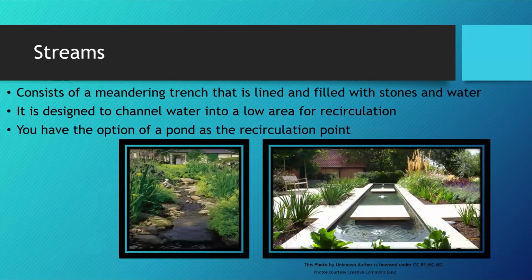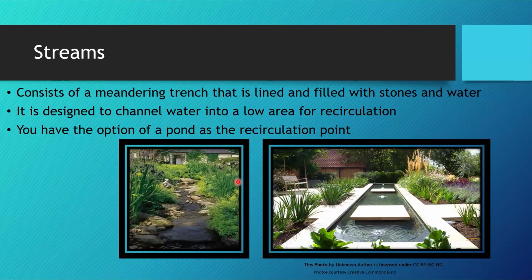Now, a stream. You can have a stream that goes to your pond or waterfall and pond. A stream is really a meandering trench lined with an impervious liner and often filled with small stones and water for a more natural look. The point is, it's designed to channel water into a lower area to be recirculated. The pond actually can be a recirculation point if you choose a pond.